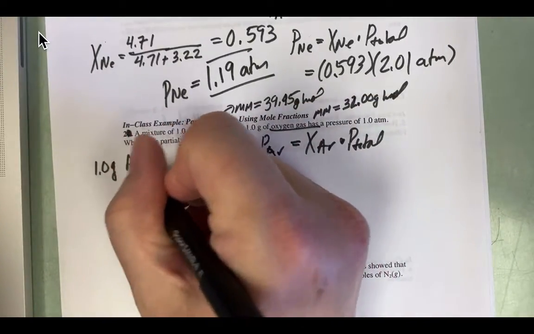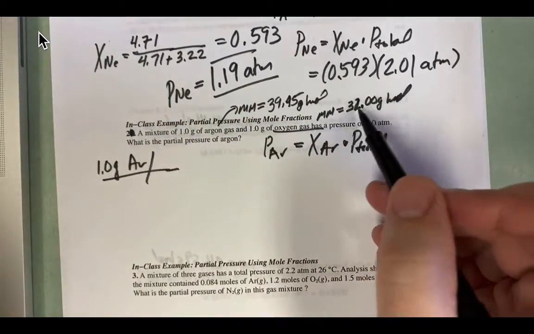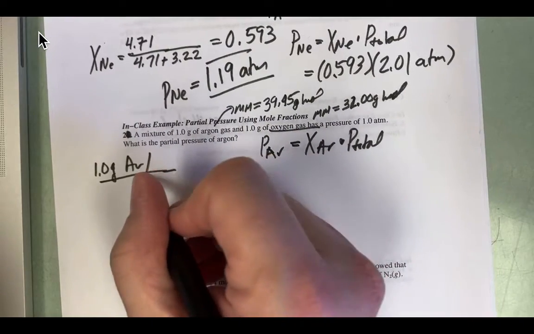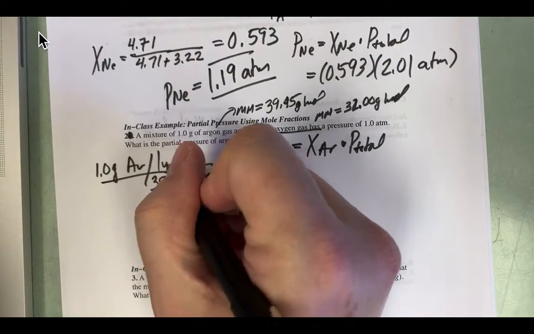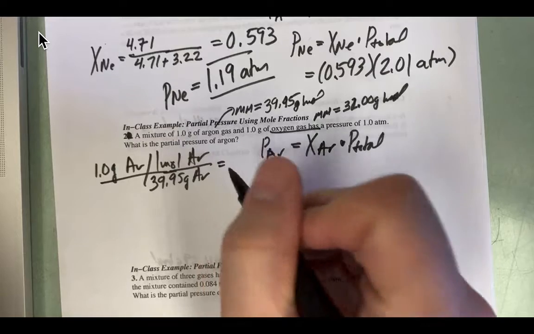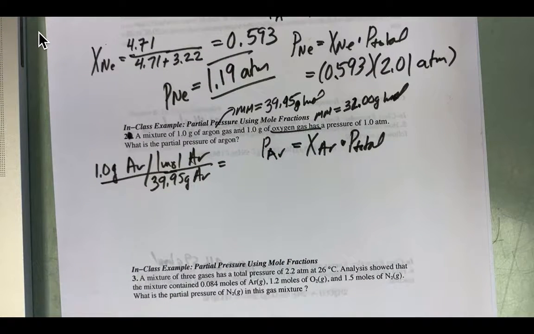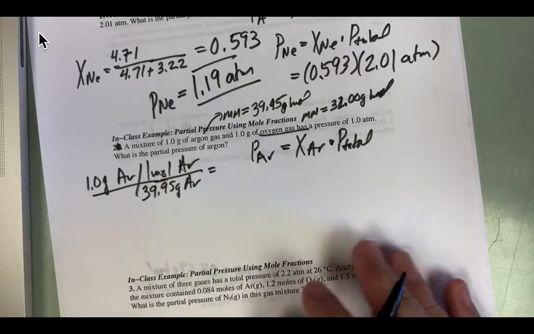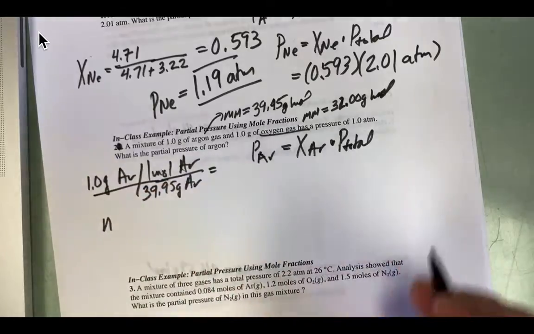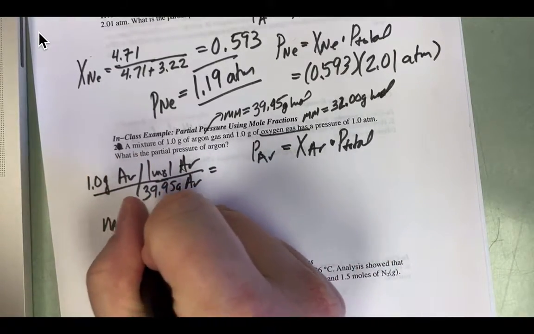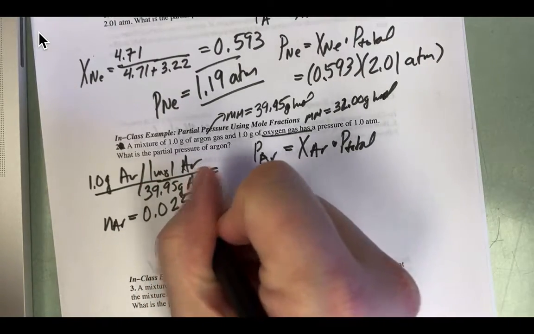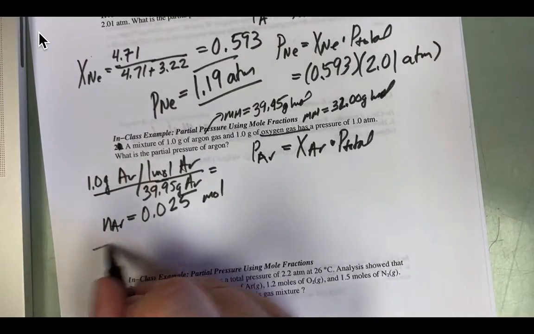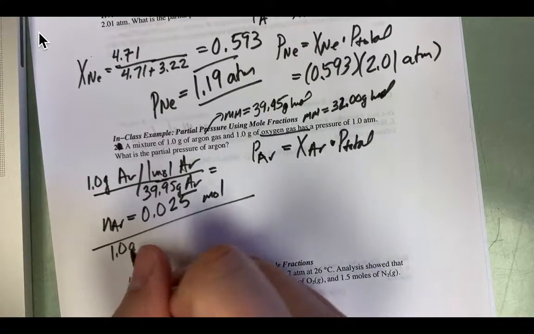We'll start with argon. And all we have to do is, and I went ahead and looked these up, the molar masses of the two gases. 39.95 grams of argon, 1 mole of argon. Okay, so my number of moles of argon is equal to 0.025 moles.